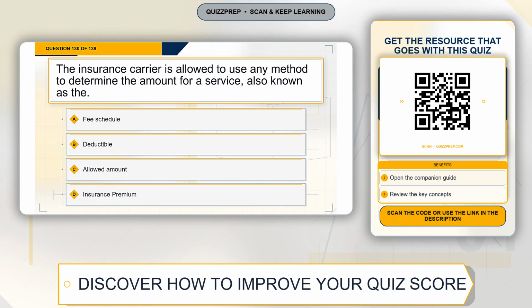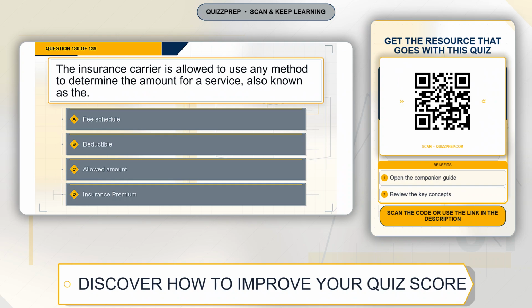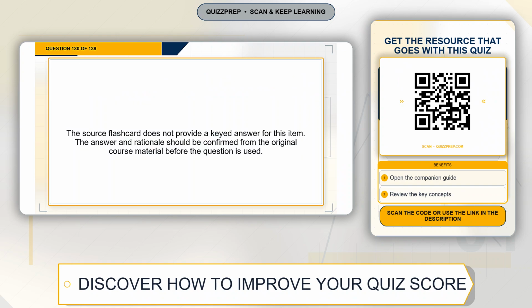Question 130. The insurance carrier is allowed to use any method to determine the amount for a service, also known as the option A, fee schedule. Option B, deductible. Option C, allowed amount. Option D, insurance premium. The correct answer is now shown. Explanation. The source flashcard does not provide a keyed answer for this item. The answer and rationale should be confirmed from the original course material before the question is used.